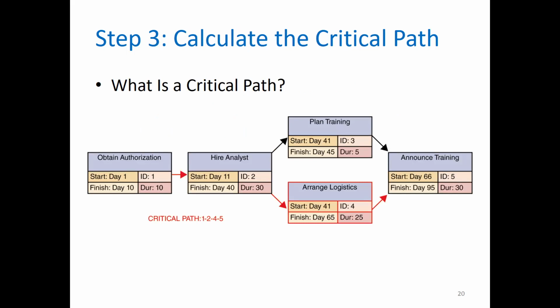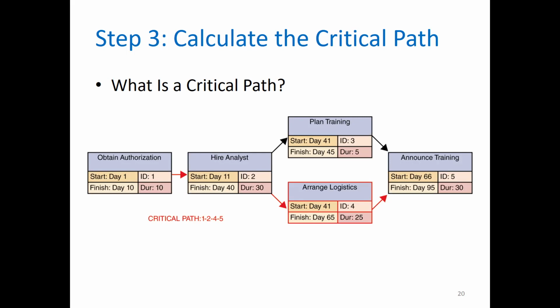What is a critical path? A critical path is a series of tasks which, if delayed, would affect the completion date of the project. If any task of the critical path falls behind schedule, the entire project will be delayed. Let's have a look at the example that is presented on the slide. Task 1 starts on day 1 and has a duration of 10 days. So the finish date is day 10.